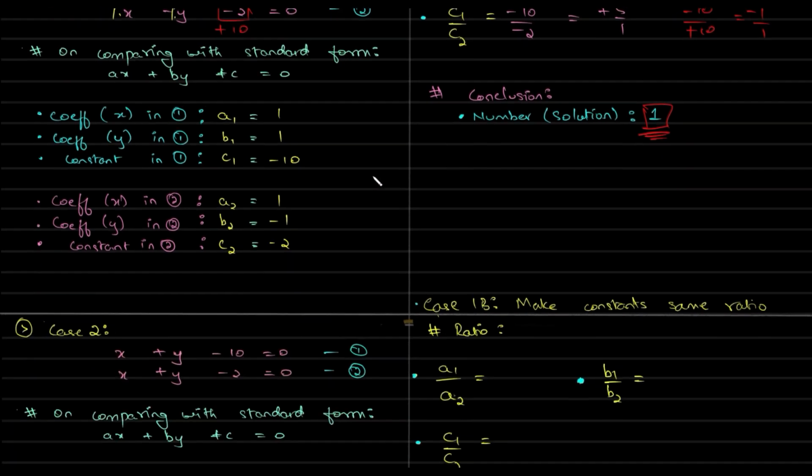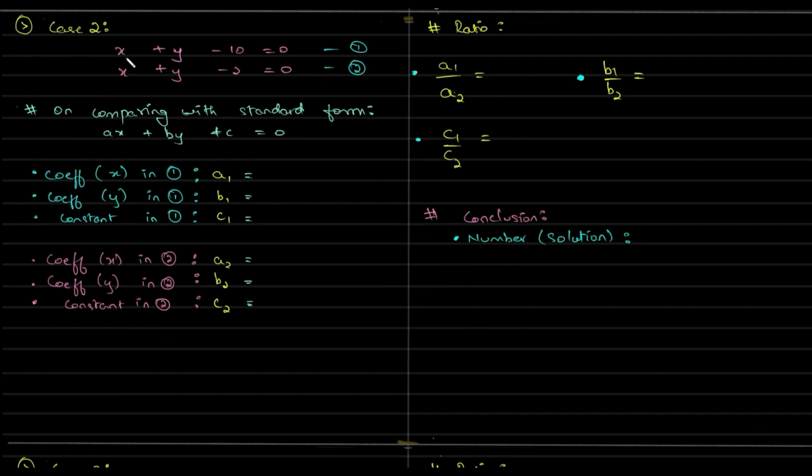Okay, so the next variation is this, wherein we have 1x plus 1y minus 10 equal to 0, and 1x plus 1y minus 2 equal to 0. Then we have a plus b plus c. Compare that. We have a1 to be 1, b1 to be 1, and c1 to be minus 10. a2 is 1, b2 is 1, and c2 is minus 2. Now the ratios are 1 by 1, and this too is 1 by 1, and this is minus 10 by minus 2, which is plus 5 by 1.